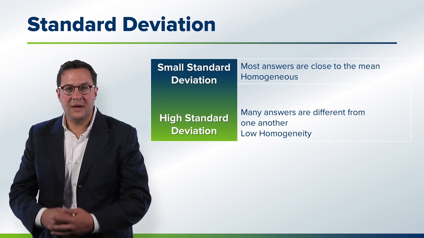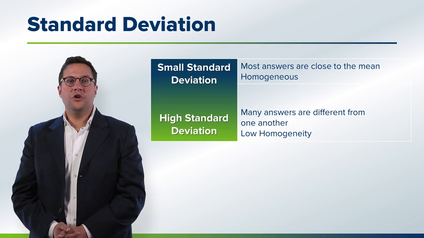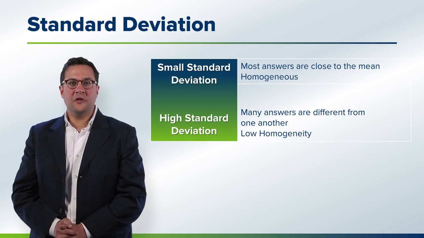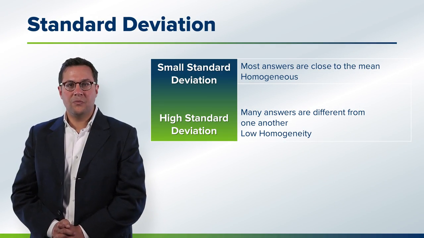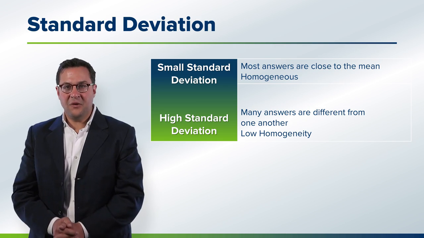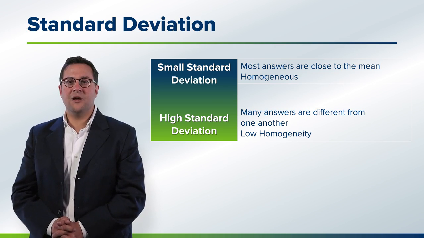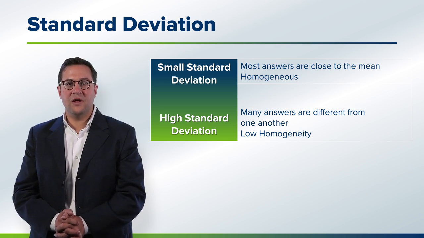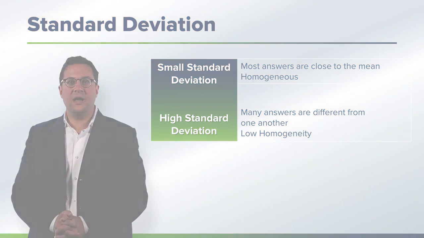If you're very close to the mean, it means that people are very homogeneous, and therefore the standard deviation should be low. On the contrary, if respondents are very different from one another, their xi's are going to be very different from the mean of the sample, and therefore the standard deviation is going to be high.